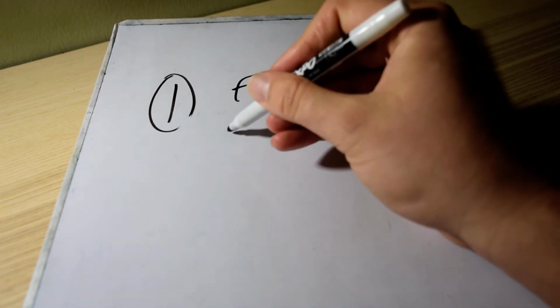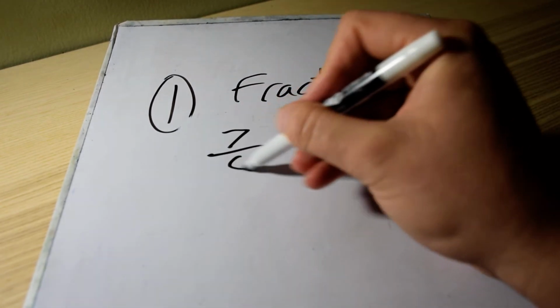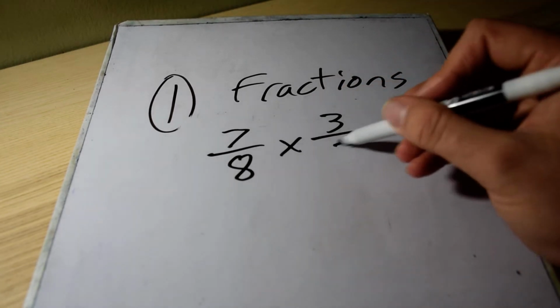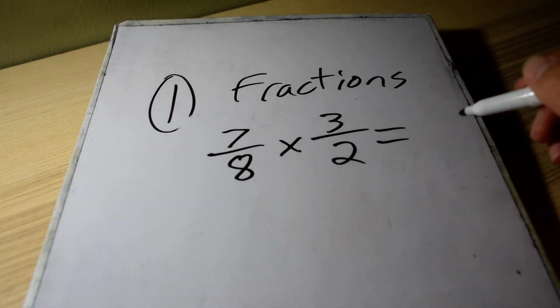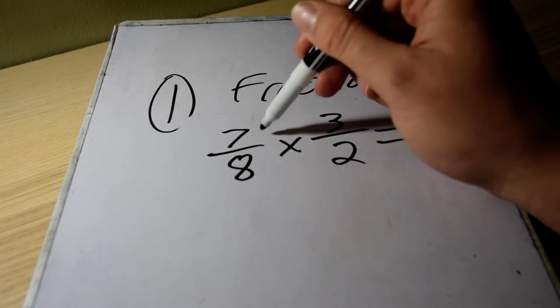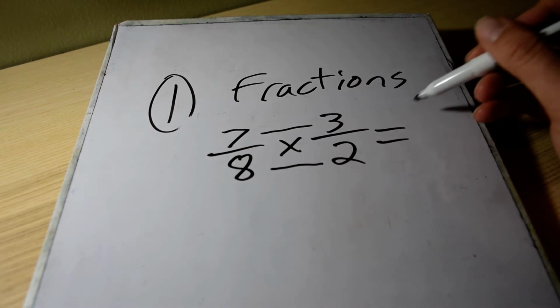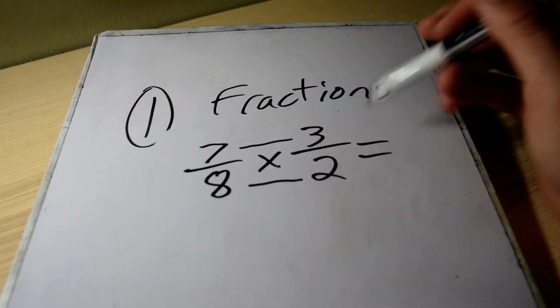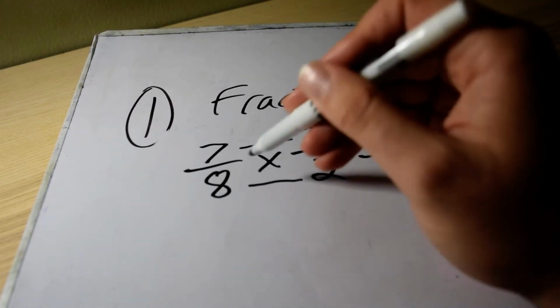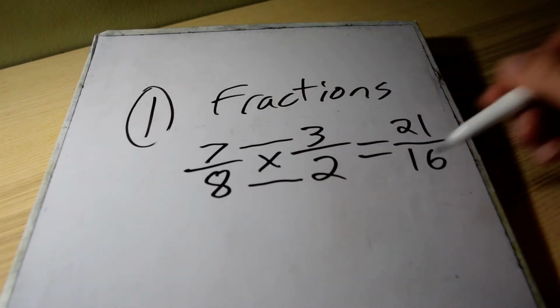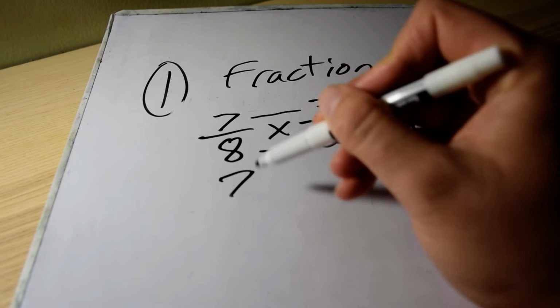So that's addition, and secondly, if we did multiplication or division, it's different. So that's our question. And so multiplication, you go straight across and just multiply. So it's way easier. So you actually get 7 times 3, which is 21, over 8 times 2, which is 16. That's our answer.